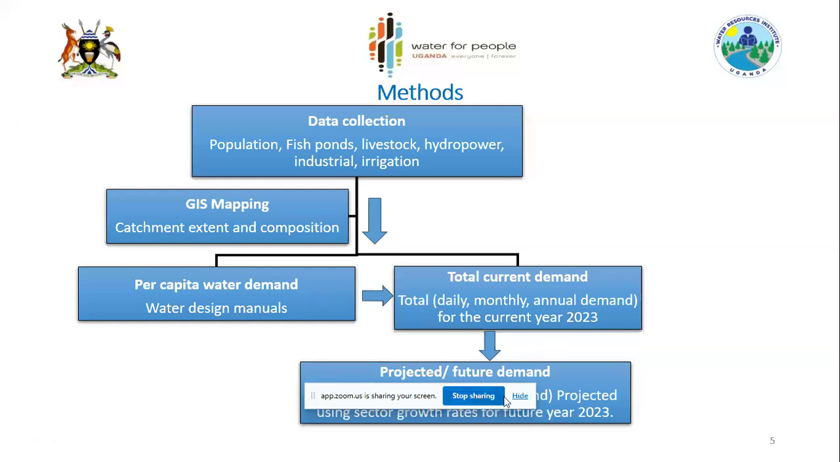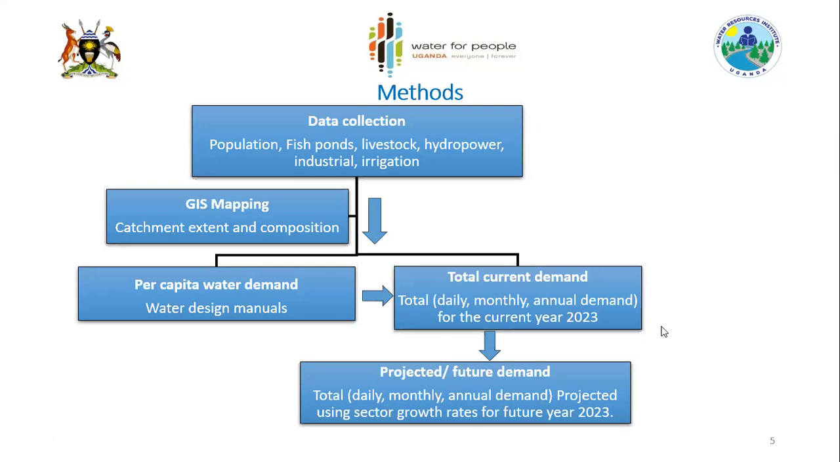And then to get the future or projected demand, we had to get the sector growth rates from different manuals and also different reports. For example, we could tell the population growth rate of each district using the UBOS statistics, and using that growth rate, we're able to project the current population of 2023 to 2063.